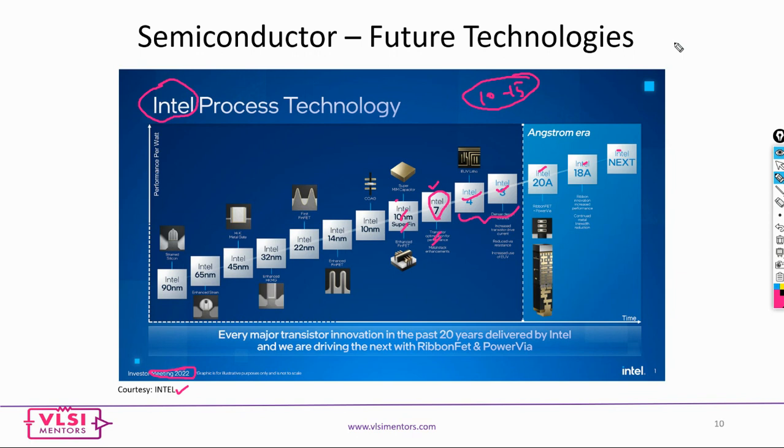So now, since we know these roadmaps, I can clearly say the semiconductor industry is going to be there for the next 20 years. And you would see a lot more advancements in the product lines and the appliances and everything.